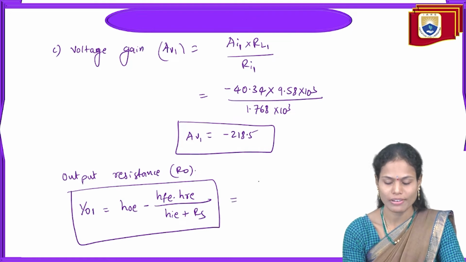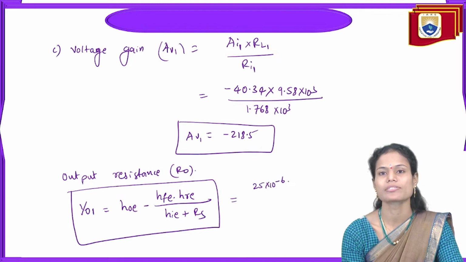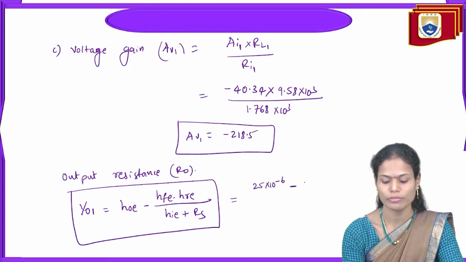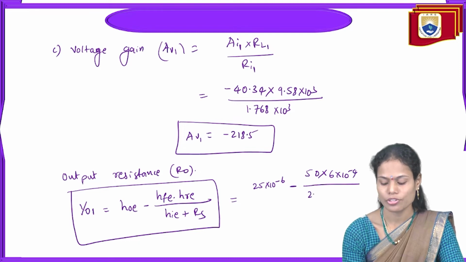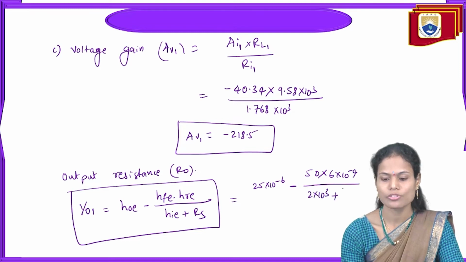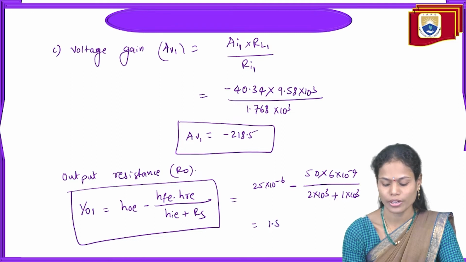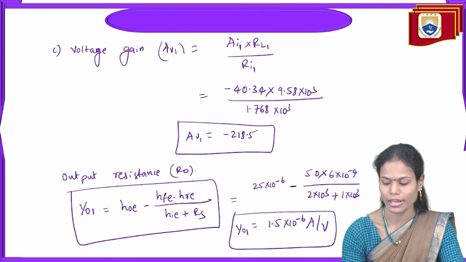So if we substitute the values, we get 25 into 10 power minus 6 as the HOE value, the HFE value is 50, the HRE value is 6 into 10 power minus 4, the HIE value is 2 kilo ohms, and the source resistance value is 1 kilo ohm here. So after simplification, it is 1.5 into 10 power minus 6 amps per volt.